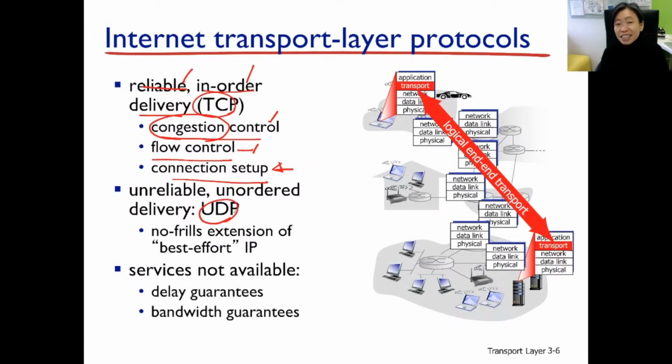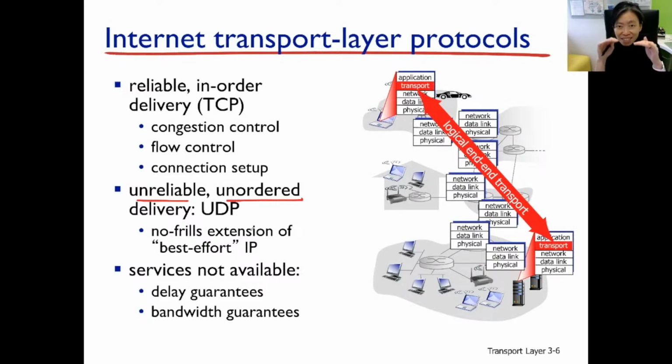UDP, on the other hand, is the complete opposite. It's not reliable. It does not guarantee in-order delivery. So UDP is essentially nothing versus TCP does a lot. So essentially at the transport layer, you have the two extremes of the services. It's on top of the network layer, which is called the IP protocol, and it's best effort, meaning do nothing. So no real extension of IP. And so UDP there is very simplistic.